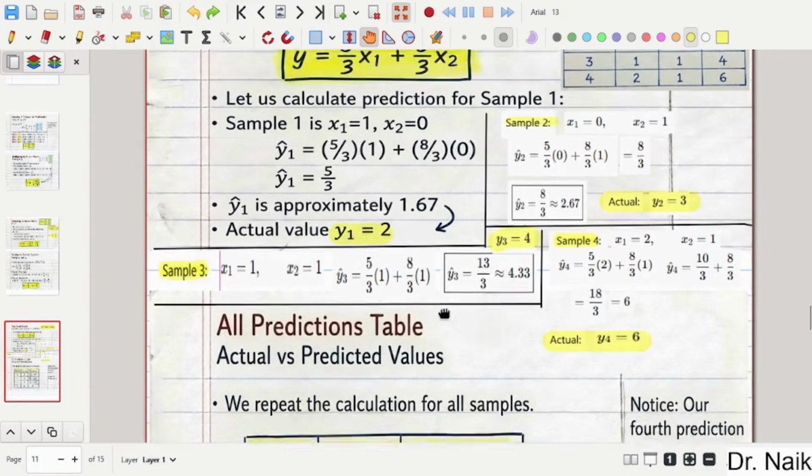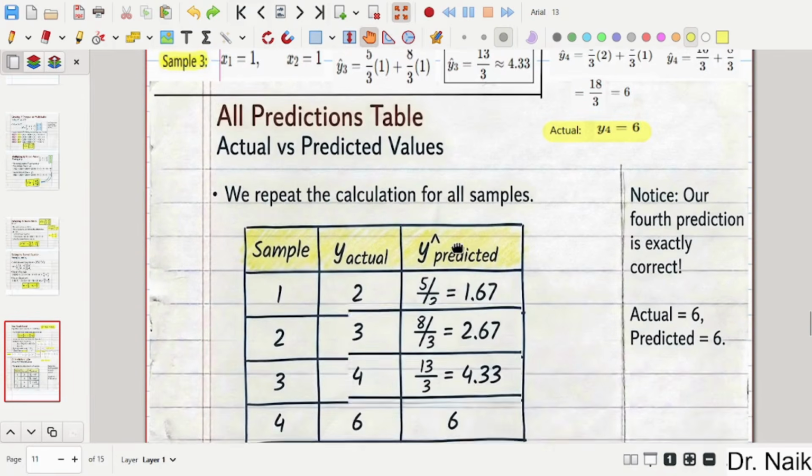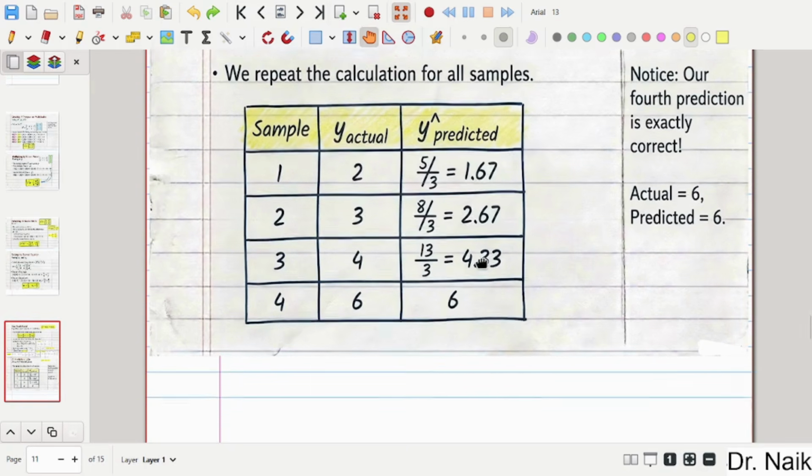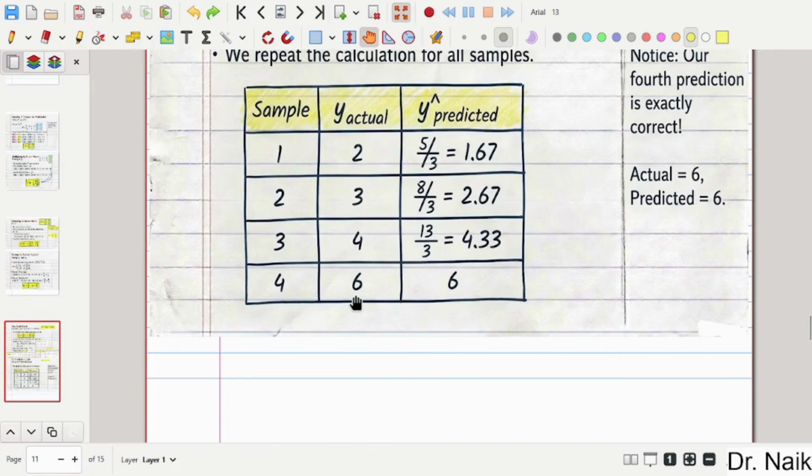So let's summarize everything in our table. Sample 1: actual value given is 2, our predicted value is 1.67. Sample 2: actual y is 3 and y hat is calculated as 2.67. Sample 3: actual value of y is 4 and calculated as 13 by 3, that is 4.33. And for sample 4, actual is 6 and predicted value is 6.